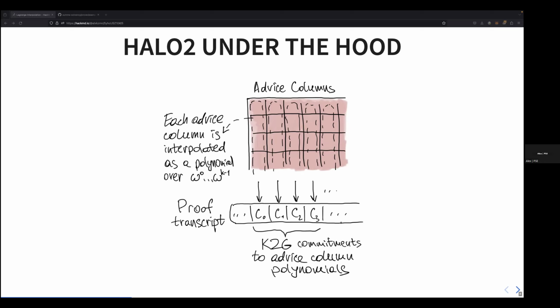Some more questions from the chat. How's the performance comparison of KZG version versus Merkle Sum Tree version? So to answer this question, first we need to talk about the difference between two approaches.